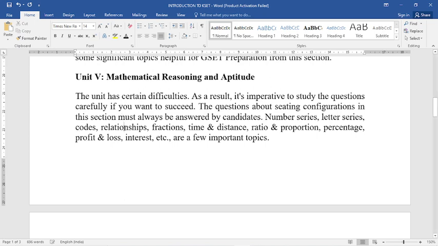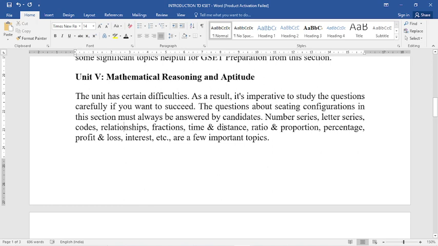Relationship means blood relations, like how one person is related to another in respect to their names, like mother, father, grandfather, grandchildren. They are going to ask indirect questions like these persons are related to each other, then how is this person going to be related to that person. And fractions means numbering terms.